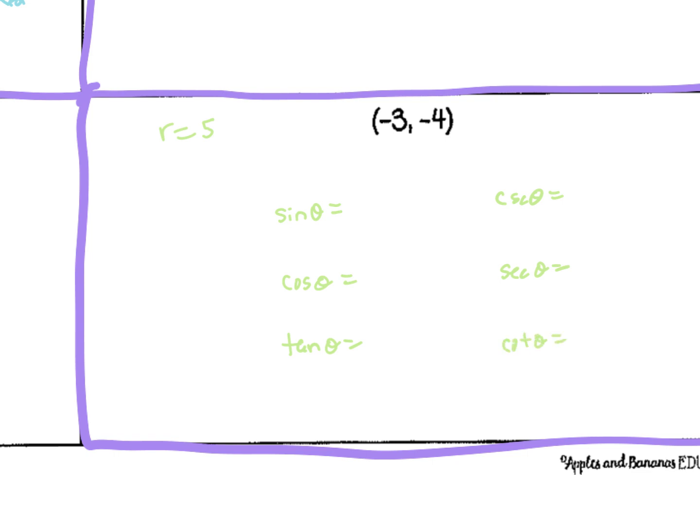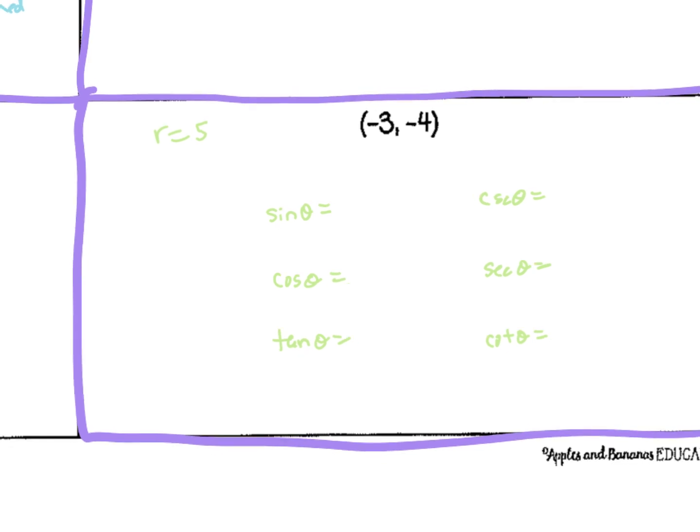Okay, so our sine value, Andrew, what would it be? -4/5. -4/5, sounds good. That means our cosecant is -5/4. Christopher, what about our cosine? -3/5, because we know it's x/r, so this is going to be -5/3.